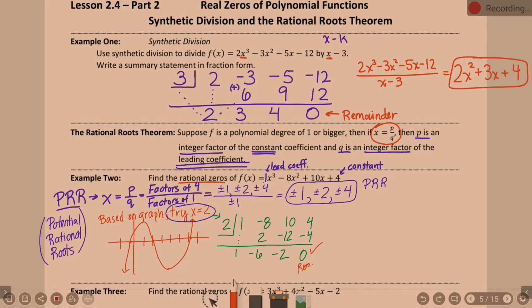Now, with that in mind, what does 1, -6, -2 represent? 1x squared minus 6x minus 2. Yes? Because it started with an x cubed, so this is x squared minus 6x minus 2.